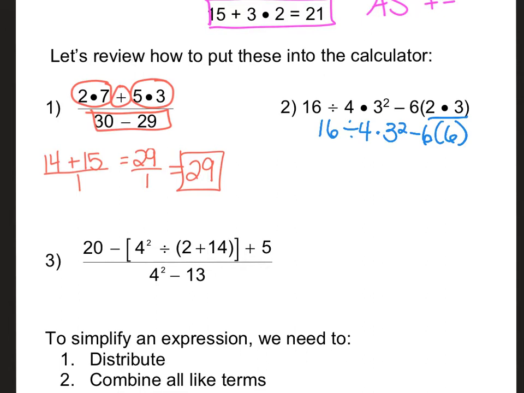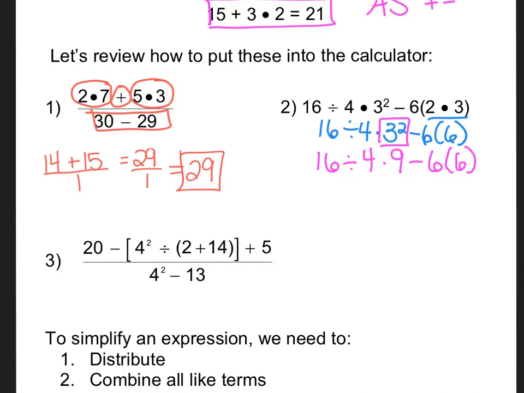So according to order of operations, exponents would be the second thing that I needed to do. So we know that 3 squared is 9. If you did want to go ahead and take care, if you said that that's a parentheses and you wanted to go ahead and do 6 times 6, that's fine. But that is also multiplication. We can take care of that in a minute. All right, so we are left with 16 divided by 4 times 9 minus 6 times 6.